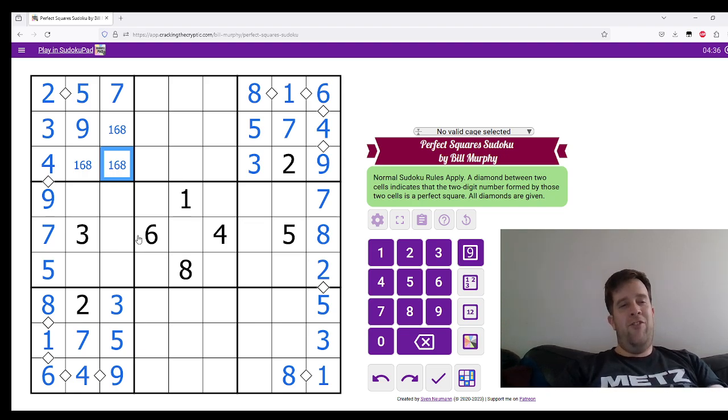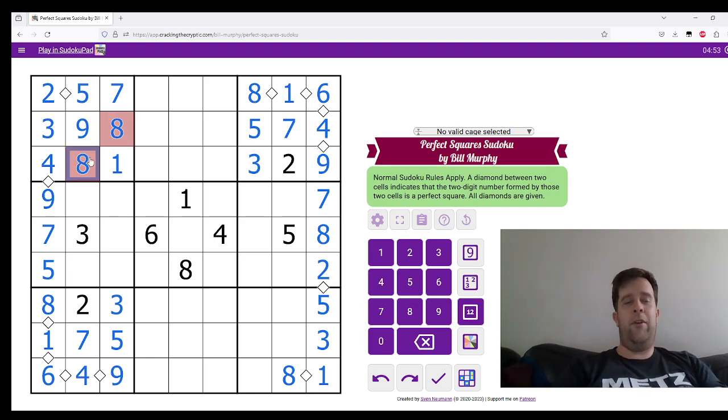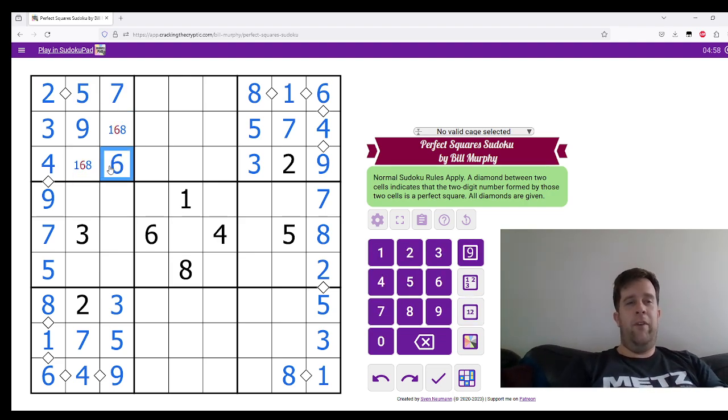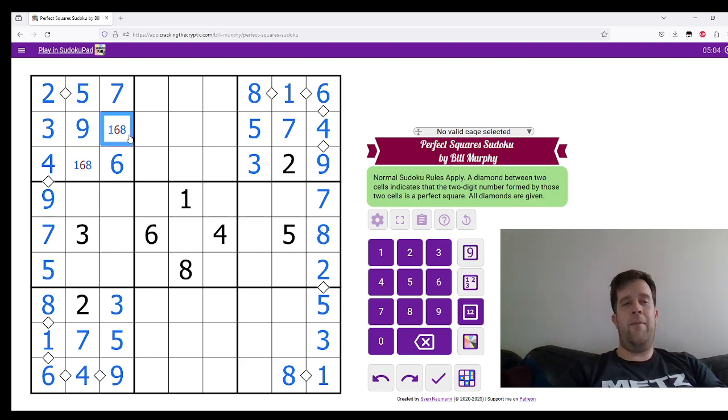Now, what digit is row 3, column 3? And the answer is it must be 8. Why must it be 8, Bill? Well, if I put a 1 here, I can't put an 8 there, and I can't put an 8 there, because both of those would make a perfect square. So this can't be 1. What if it's 6? Well, I can't put a 1 there, because that makes 16, and I can't put a 1 there, because that makes 16. So this must be 8, and this is 16. I am so proud of that, and I hope you appreciate how much I genuinely love that one.